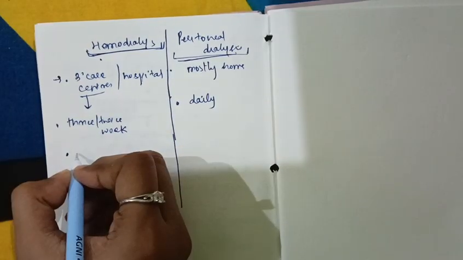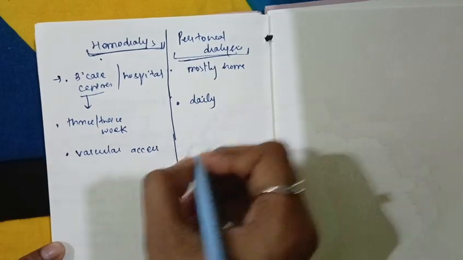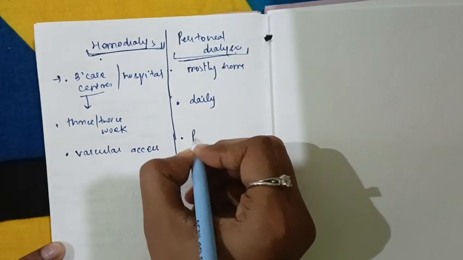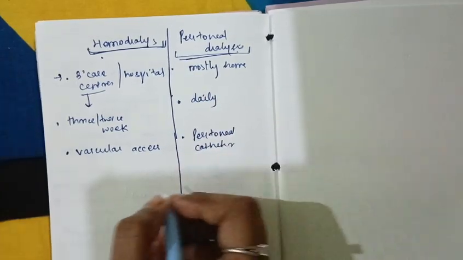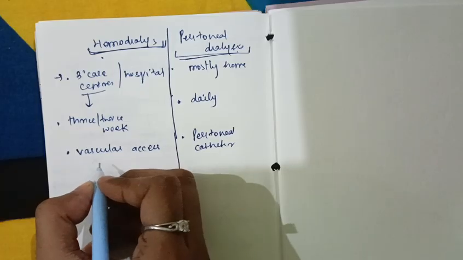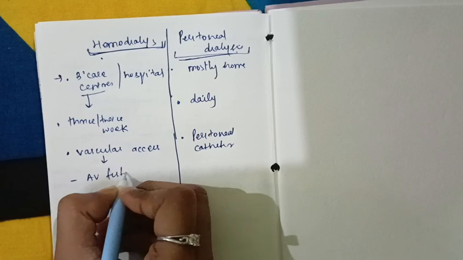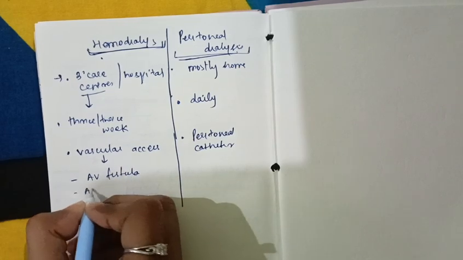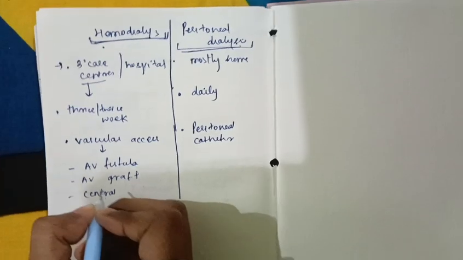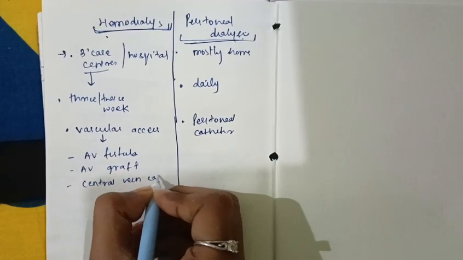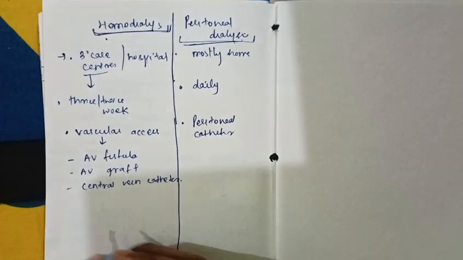How is hemodialysis done? It is done by vascular access. And peritoneal dialysis is done by a peritoneal catheter. Now I will tell you about vascular access. First, it is an AV fistula. Second is an AV graft, and finally a central vein catheter. And peritoneal dialysis is done by a peritoneal catheter.